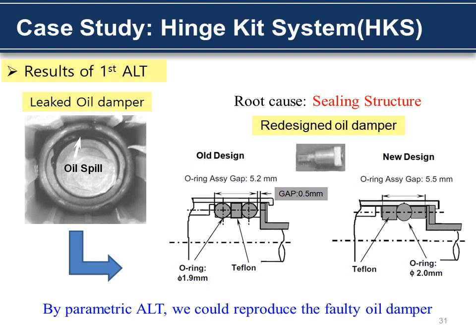After finishing the first art, we broke down the hinge kit system. We found oil damper problems. The root cause of the leaked oil damper came from the oil damper sealing structure. When operating the oil damper, oil rings interfere with the Teflon. Finally, oil damper was spilled. Therefore, we modified the sealing structure as seen in the figures. By parameter art, we could reproduce the failure of the oil damper.